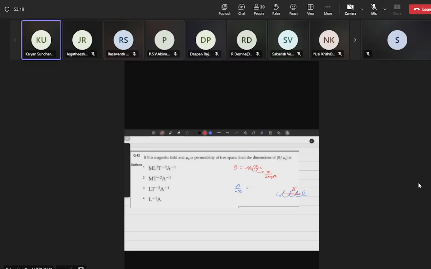So B by mu naught will be equal to N by length into current. What is the unit of current? It is A, and for length it is L. And the number of turns has no units at all. Number of turns means 2 turns, 3 turns, 4 turns. If you ask whether it has a unit, there is no unit. So it will be L inverse. Fourth option. This was also asked in the same paper.